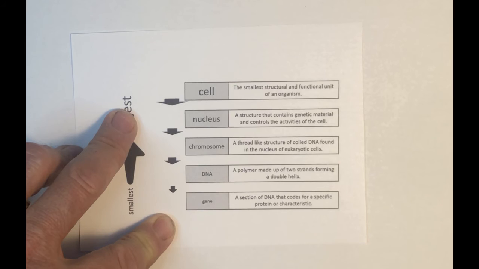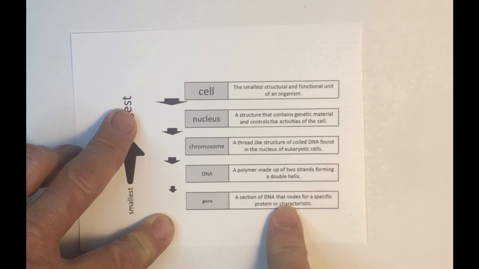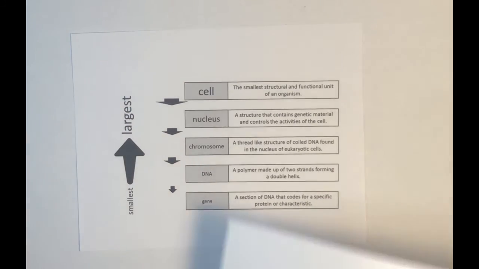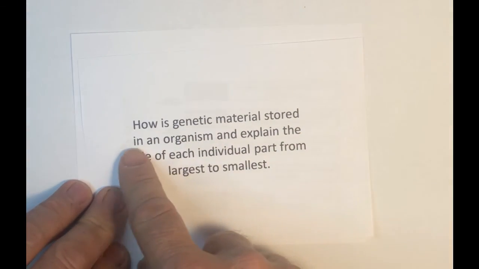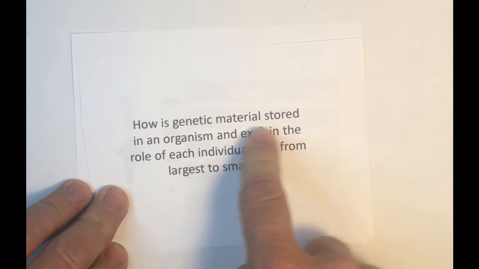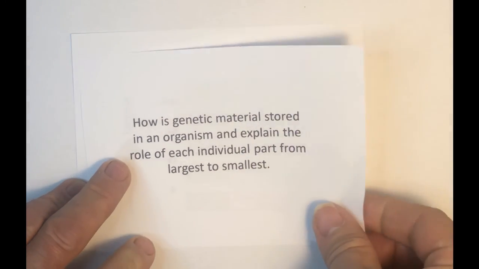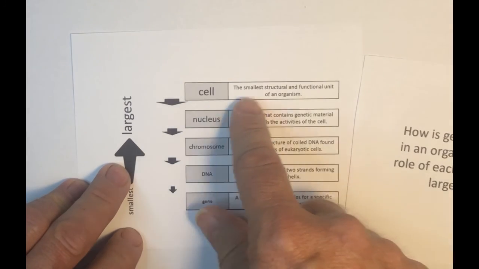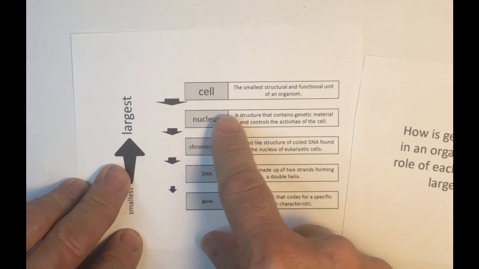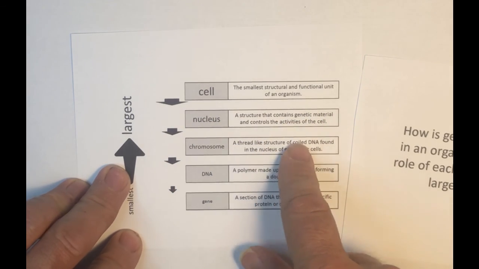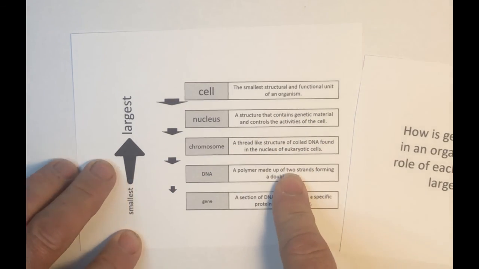And finally, the genetic material is stored as genes, which are very, very small sections of DNA that code for a specific protein or characteristic. What I've then done is I've answered the question, how is the genetic material stored in an organism, and explain the role of each individual part from largest to smallest. Cell, its definition. Nucleus, what it is. Chromosome, what it is. DNA, what it is.